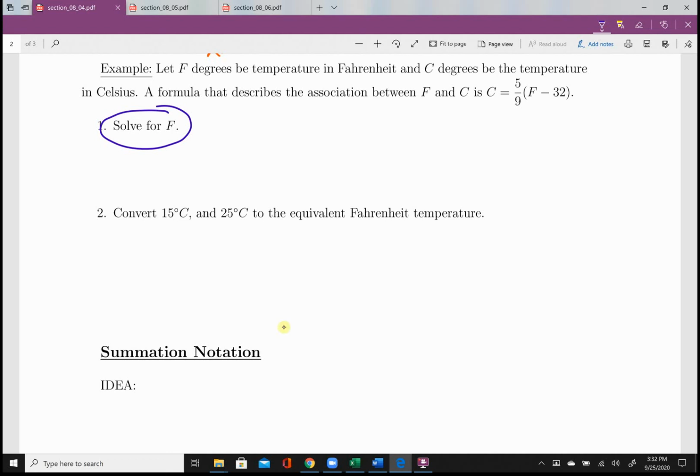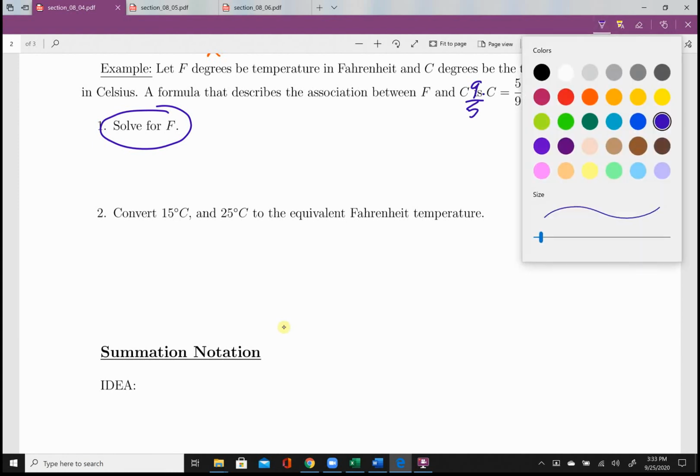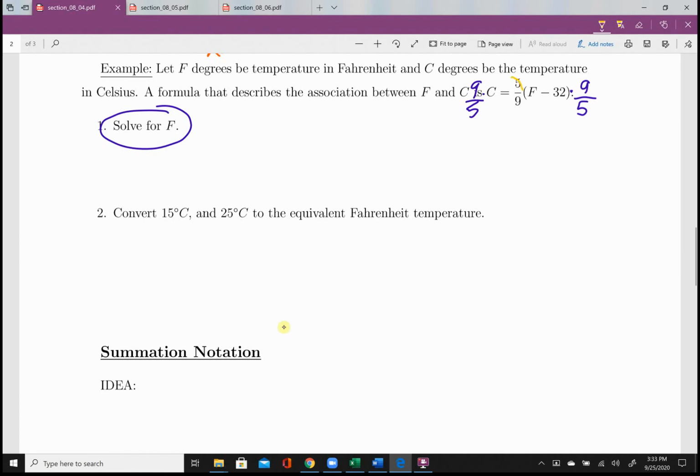Okay? So here I'll go. I'm going to put a note here that I'm going to multiply both sides by 9/5. That will allow me to do some slashing right here: this 5 and this 5 slash, this 9 and this 9 slash. So I now don't need the parentheses on this quantity here. Cool. So at this point I have 9/5 C equals F minus 32.